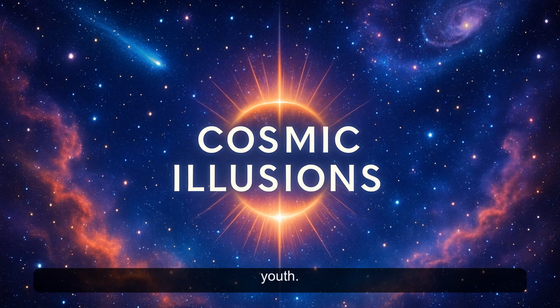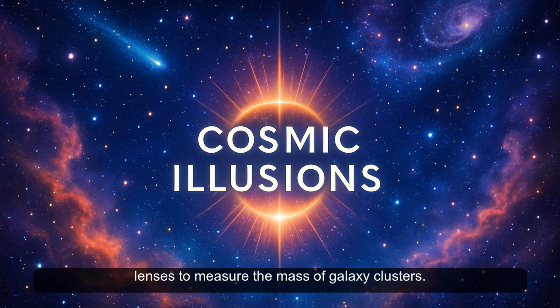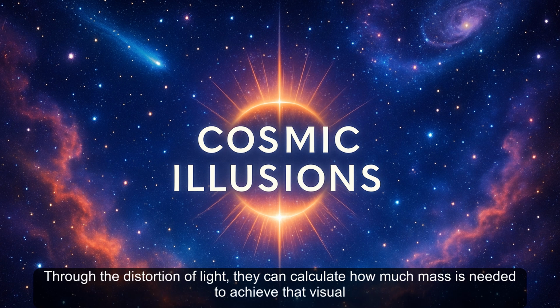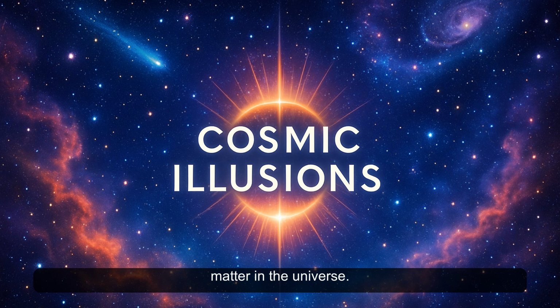It's as if we have a time machine that allows us to see what the cosmos was like in its youth. Astronomers are not only amazed by the beauty of these phenomena, they also use gravitational lenses to measure the mass of galaxy clusters. But how is this done? Through the distortion of light, they can calculate how much mass is needed to achieve that visual effect. Thus, Abell 2218 becomes a cosmic laboratory that helps us understand the distribution of matter in the universe.